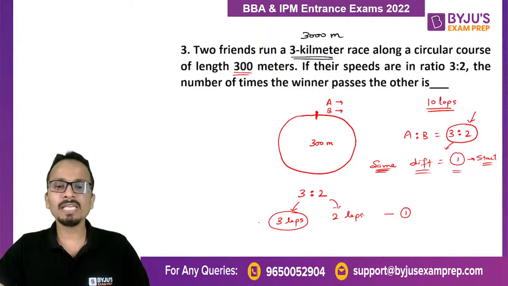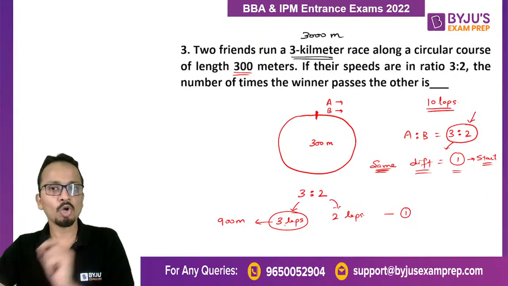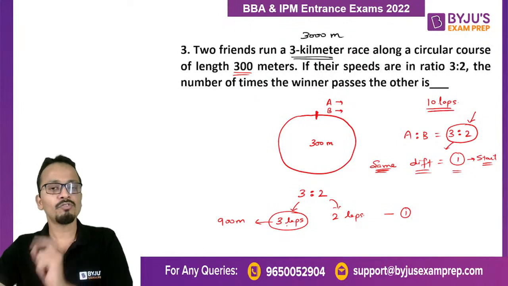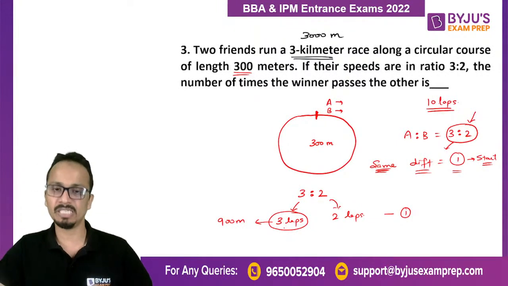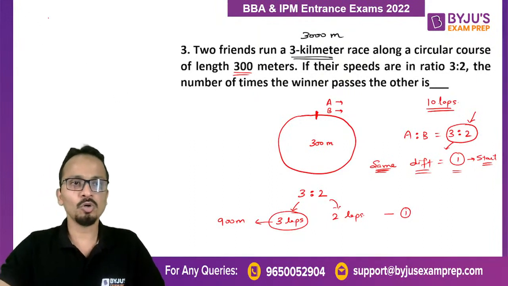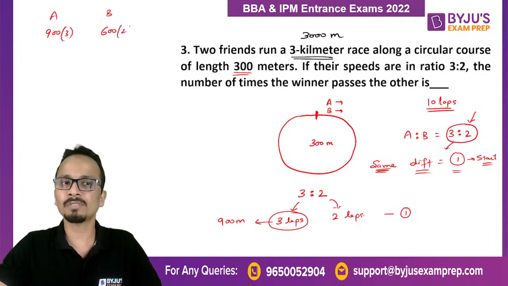Now 3 laps of A means 3 into 300, that is 900 meters. So A will overtake B, or pass B, for the first time when A has covered a total of 900 meters. Okay, so let's look at the top of the screen. When A covers 900 meters and B covers 600 meters, that means 3 laps and 2 laps respectively, they'll meet for the first time.